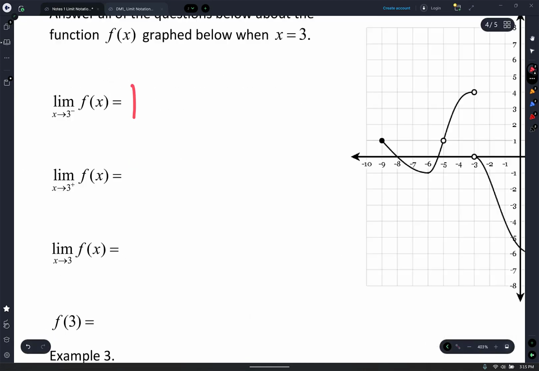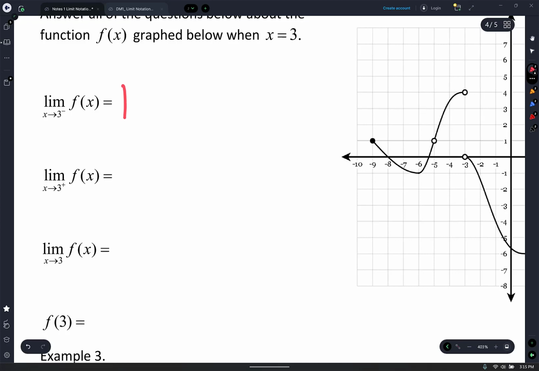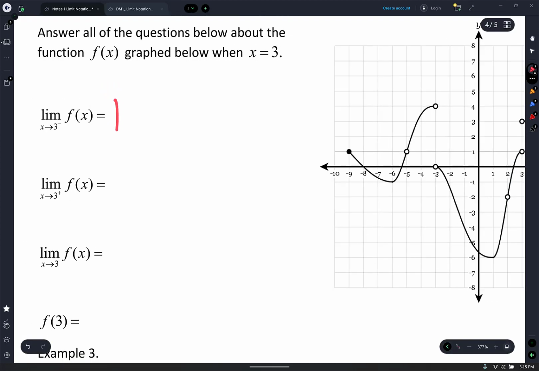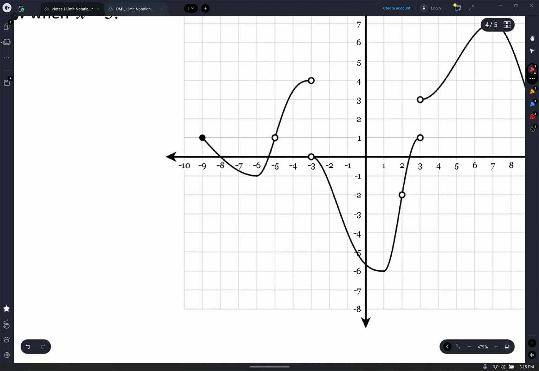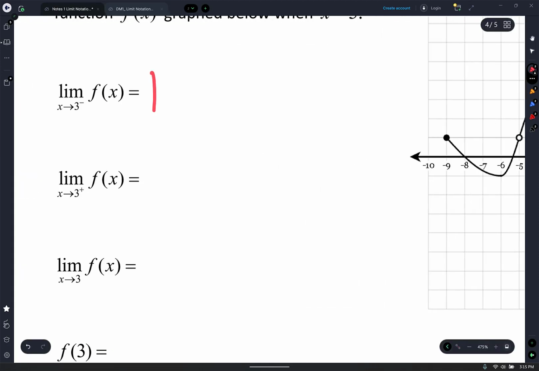Then it says limit as x approaches 3, and I have a little plus symbol. What does that plus symbol mean? From the right. So look at 3, and I approach from the right. What does that y value look like to you? 3. So I'm going to put 3.